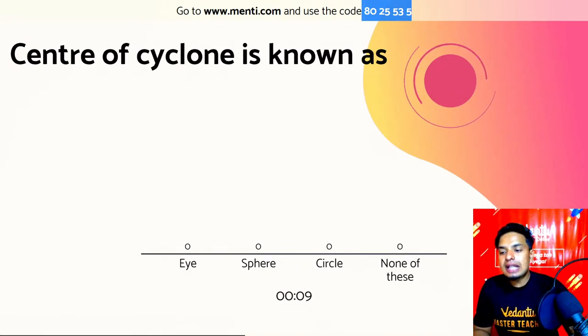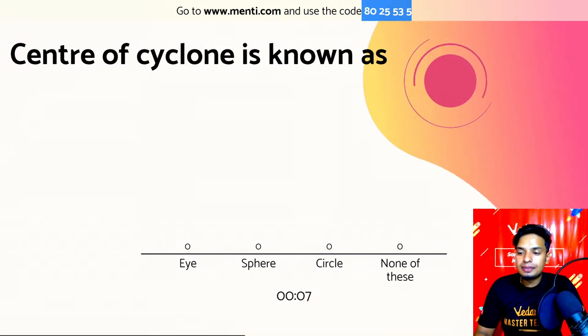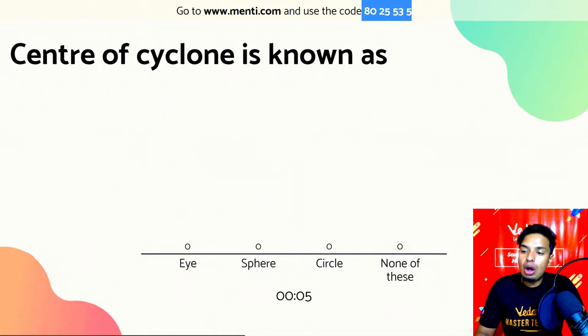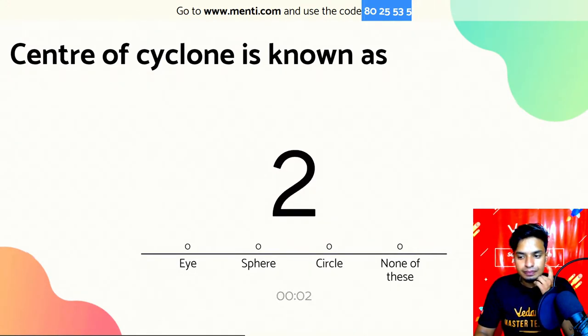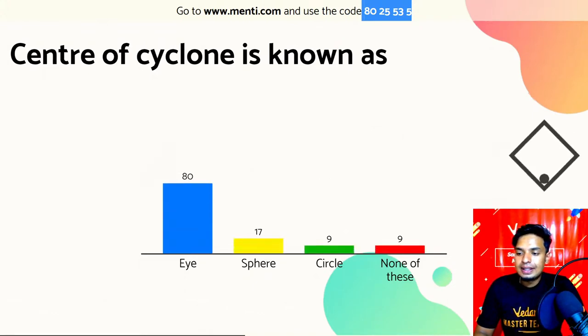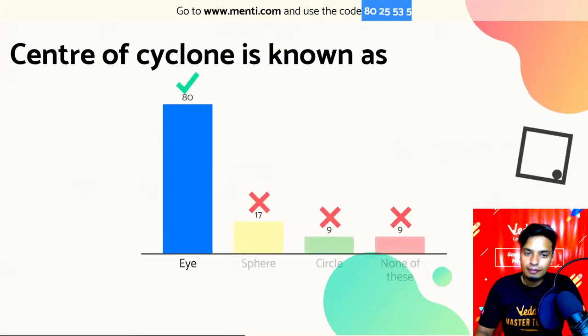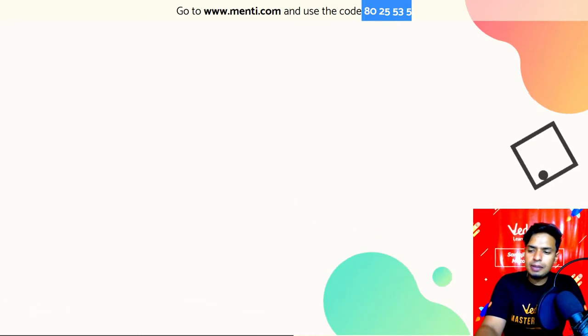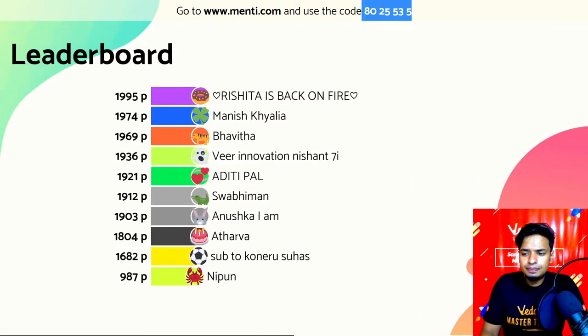The center of the cyclone is called... It's all long-term, Kriti. It's all long-term. It is the eye of the cyclone. Got it? That's the right answer. Good job, leaderboard. Easy question.